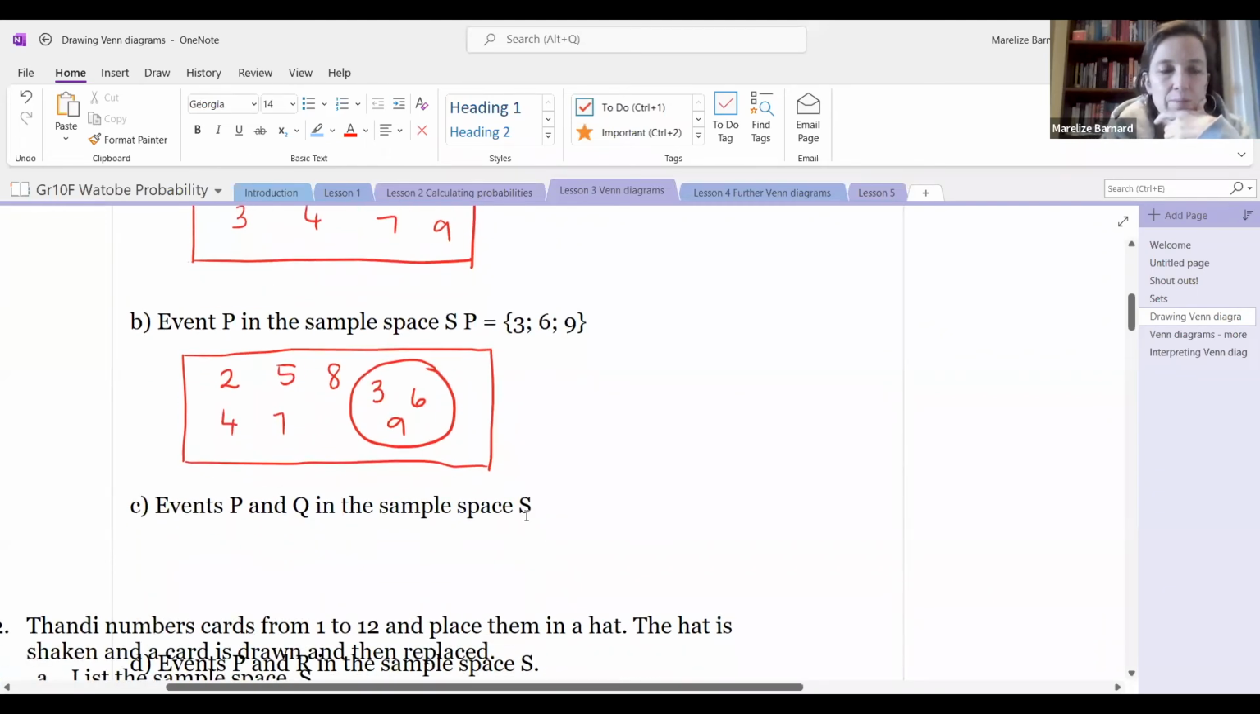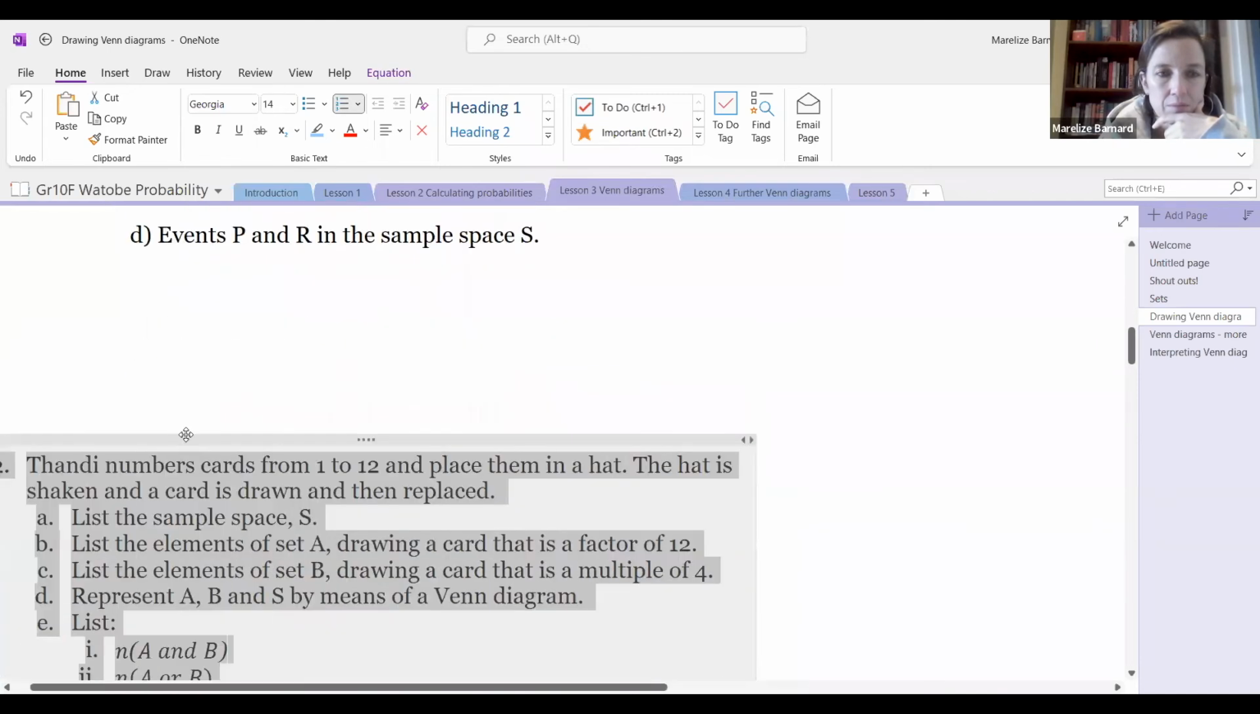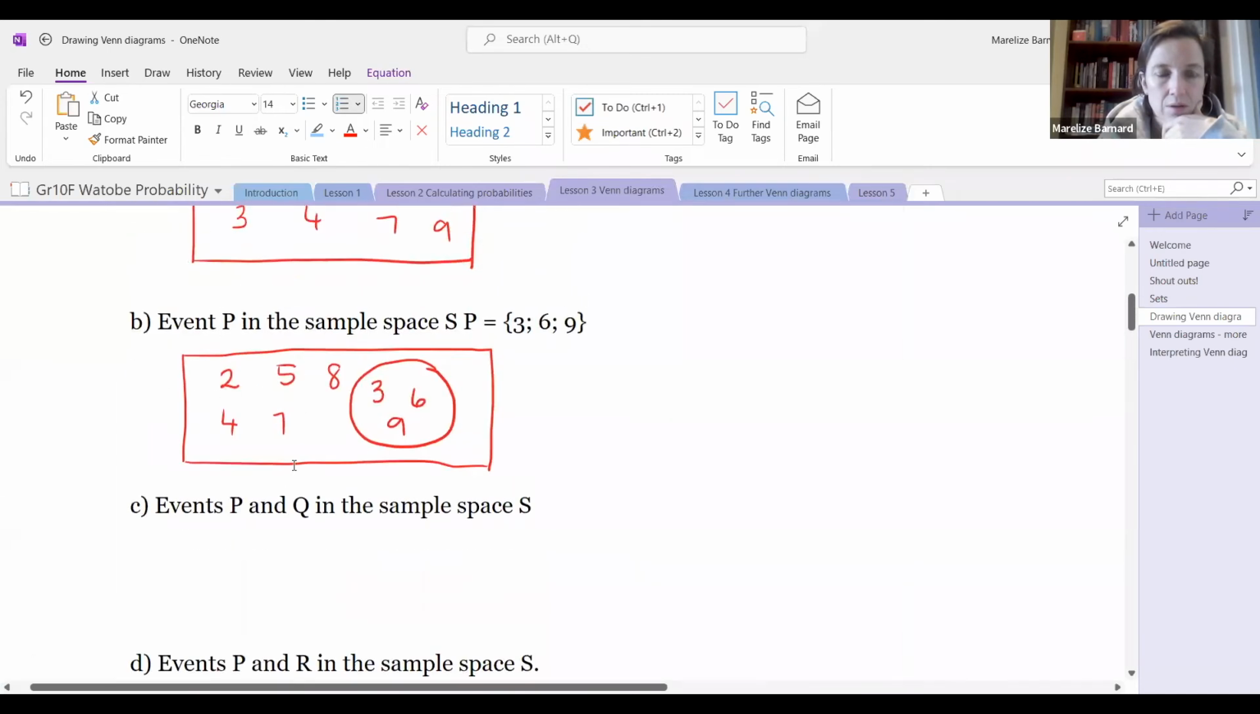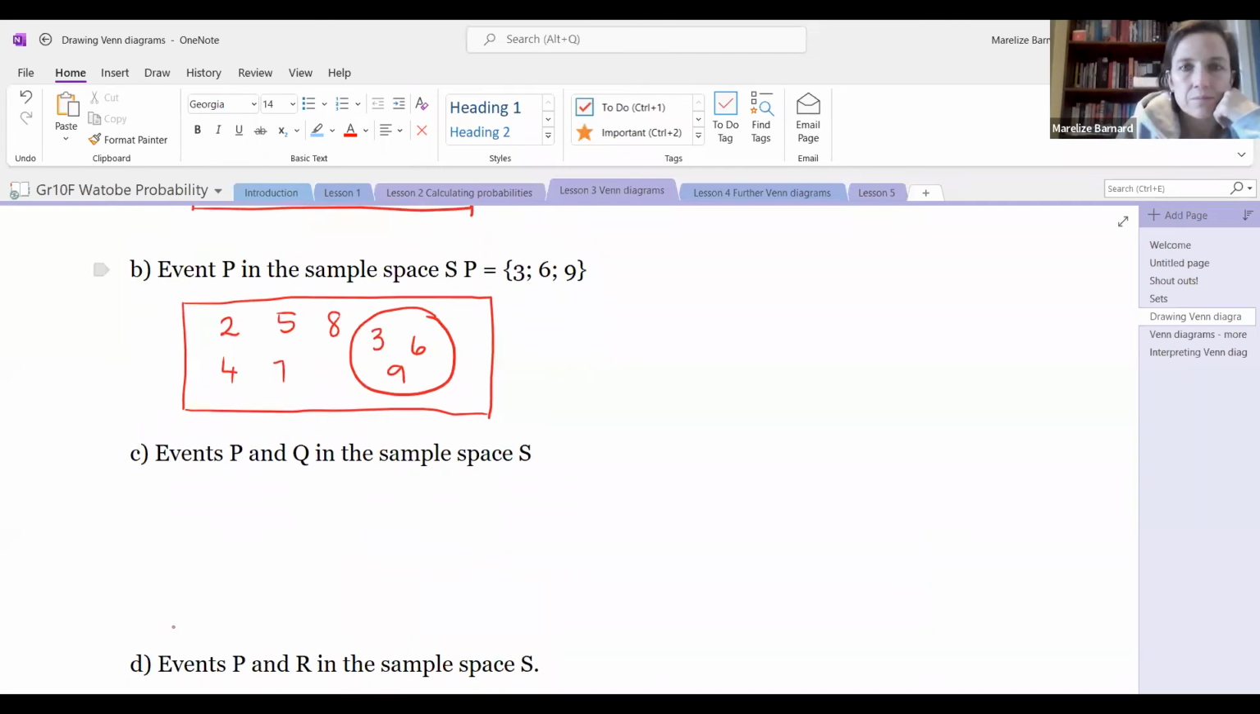Okay. Now do your own one quickly for question C, where you have to do the same for events P and Q in the sample space. I'm just moving this down. Unfortunately, you won't be able to put that in the chat for me, but you can check that you have done yours correctly.